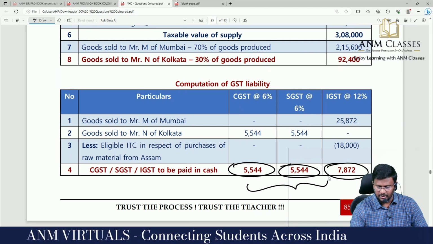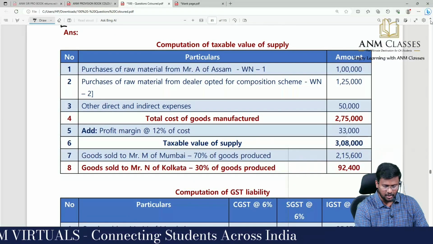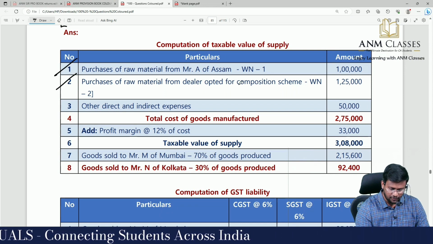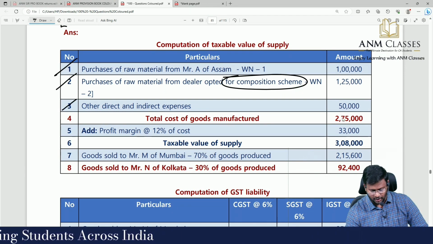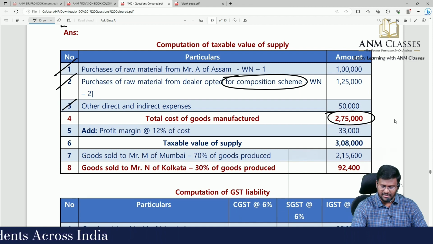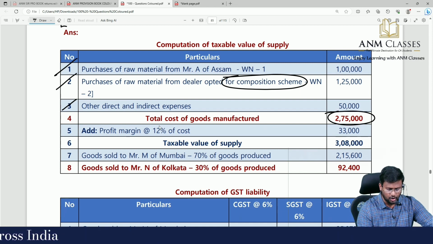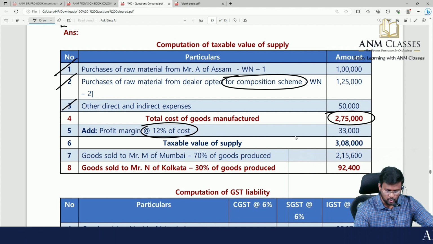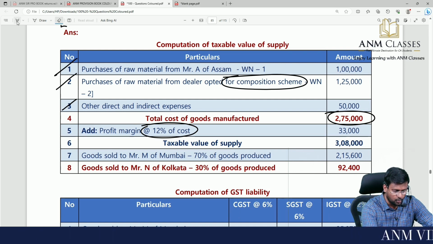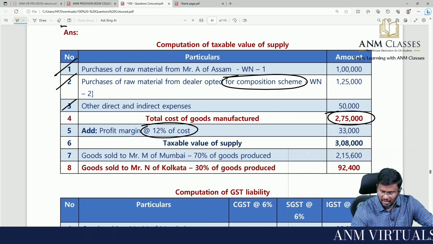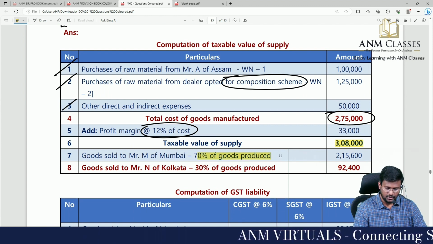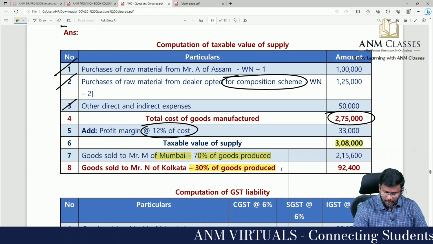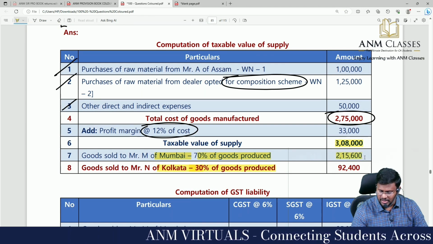This is what they have produced. If you go through the answer, raw material 1 lakh, from a dealer opted composition scheme 1,25,000, other direct and indirect 50,000, total cost is 2,75,000. At profit margin of 12%, 33,000. So total taxable value of supply comes to 3,08,000. 70% Mumbai, 30% Kolkata. So this is the value.